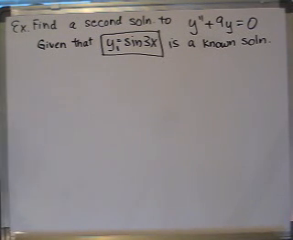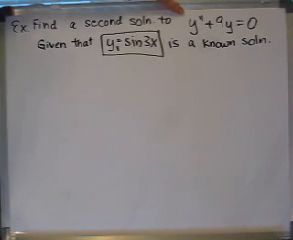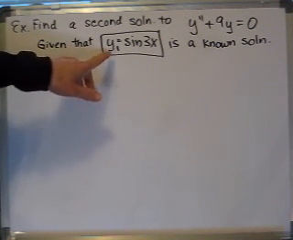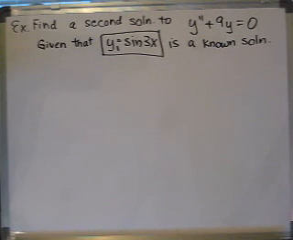We're going to solve a second problem using the reduction of order method. What we're going to do is find a second solution to this differential equation, y double prime plus 9y equals 0, if we're given that the function y1 equals sine of 3x is a known solution. We're going to follow the same method as the last one.